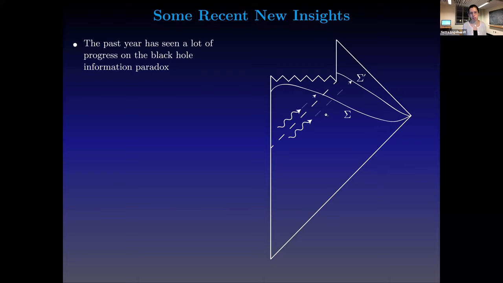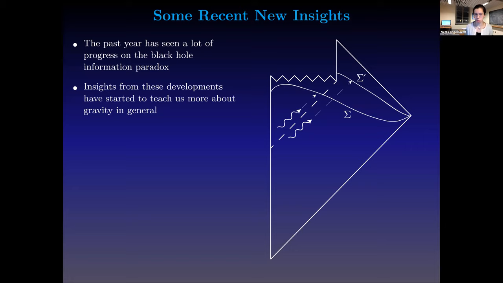Now, this past year has seen a lot of progress on the black hole information paradox, which of course is an apparent contradiction between the predictions of semi-classical gravity and unitarity of quantum mechanics. The reason that we study the black hole information paradox is not really for its own sake, but because we hope to learn something about gravity in general from it. When there's a paradox, we understand that the way that we're thinking about a problem must be flawed in some way. Even though we don't understand quantum gravity, this is telling us in some sense where to look. One of the things that have been so exciting this past year is that this has started giving us new insight that is teaching us more about gravity in general. So it's lived up to the expectation that if we make progress on the black hole information paradox, then we're going to learn more about gravity in general.